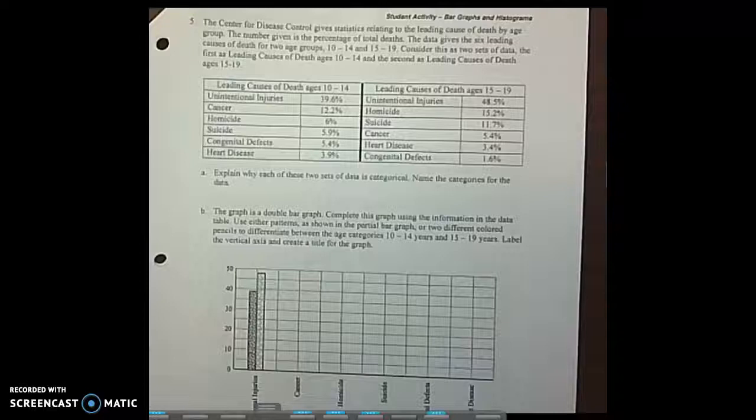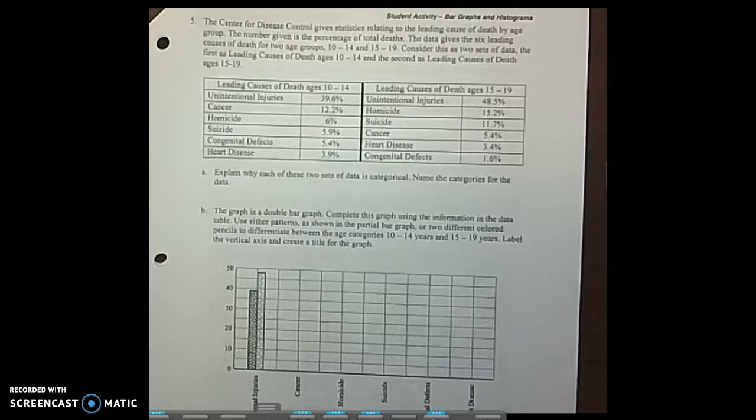This is part 2 of graphing bar graphs and histograms. So we already did 1 through 4 in the previous video. Today we're going to do number 5.